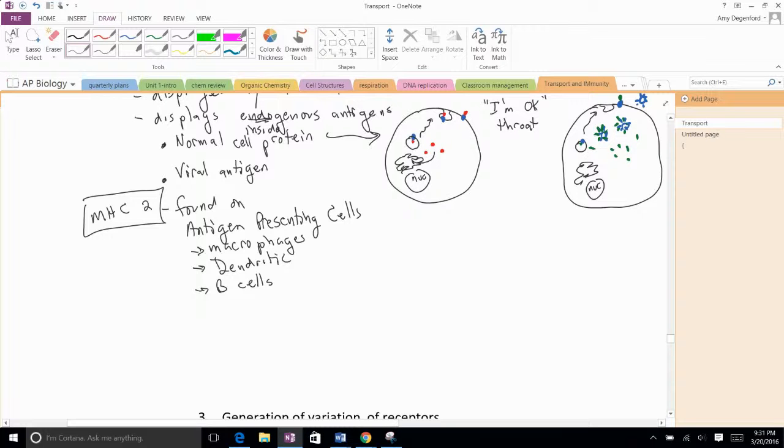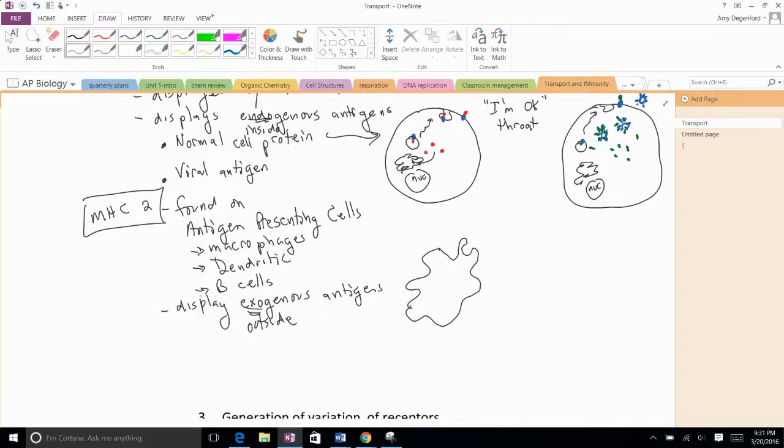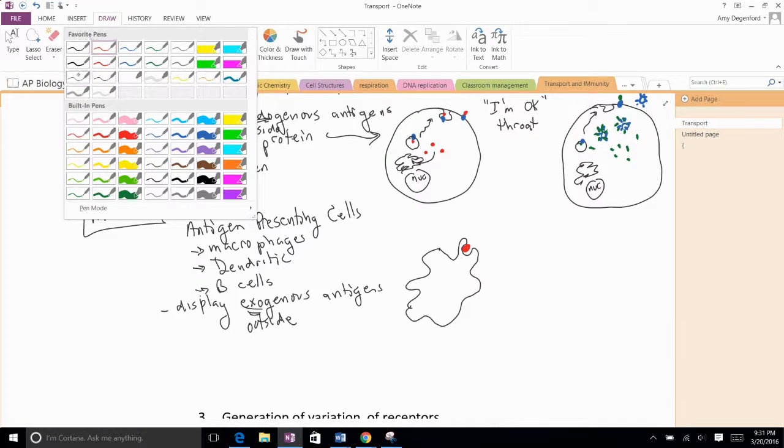So the way these guys work, they display exogenous antigens. And the exogenous antigens, they come from the outside, and you can see the name exo. So they come from the outside. So the way this is going to work is you've got these generalists, and they kind of wander around, and if they see a pathogen, they operate very simply, engulf it. And so we've done this before. Here's our little pathogen, and it's going to be brought inside the cell.